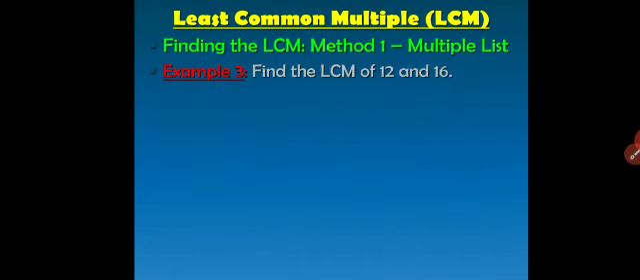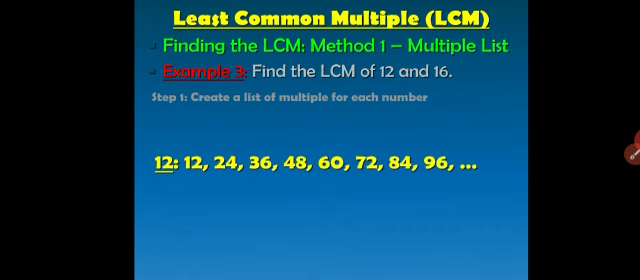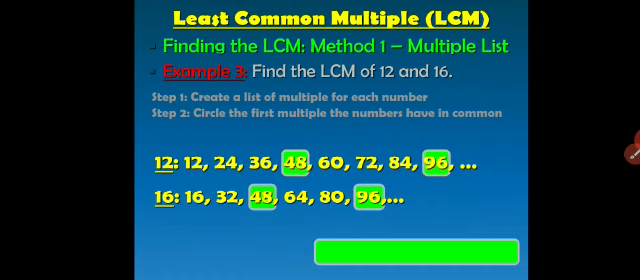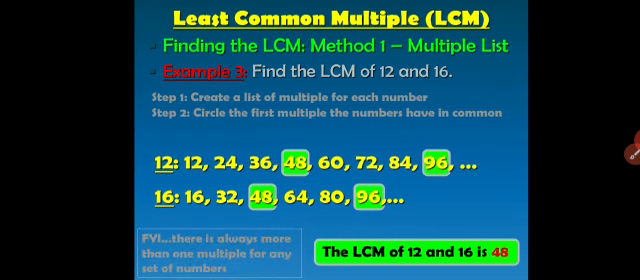Method 1, again, example 3, find the LCM of 12 and 16. We will create the list. We will circle the common multiples, 48 and 96. Then the LCM of 12 and 16 is 48, because it is the common multiple of both the numbers and it is the smallest. There is always more than one common multiple for any set of numbers.